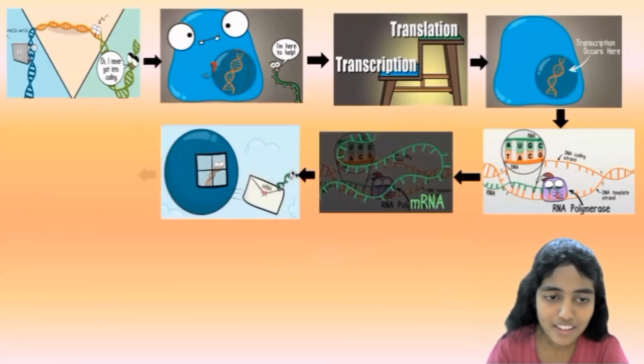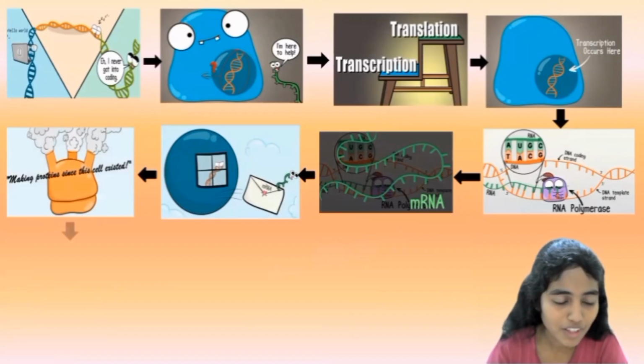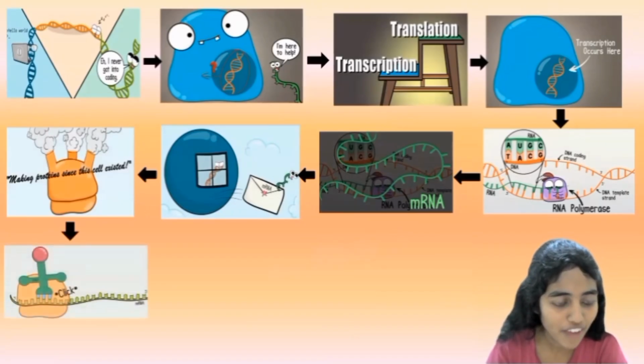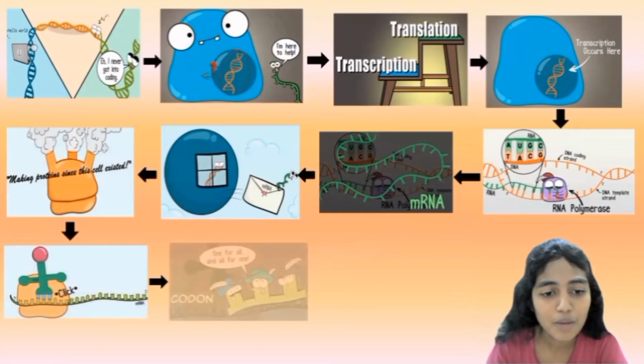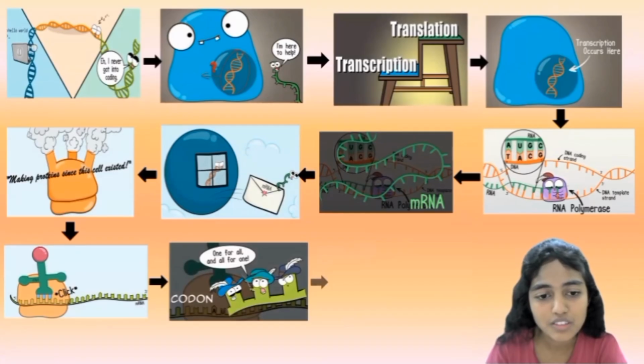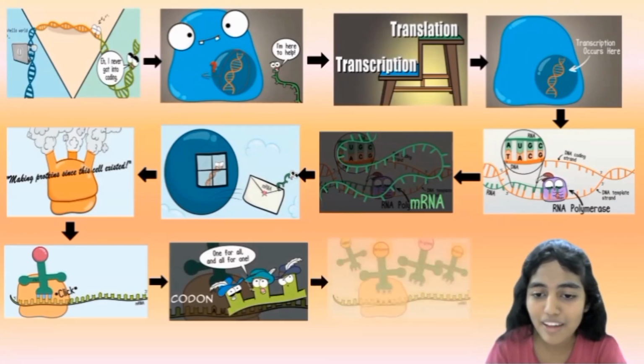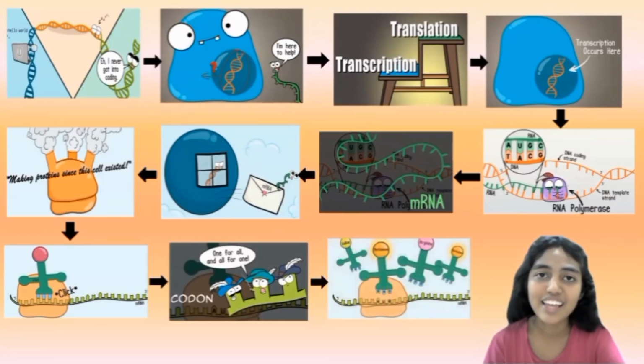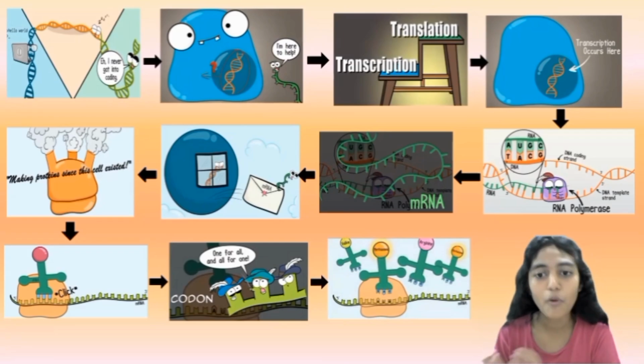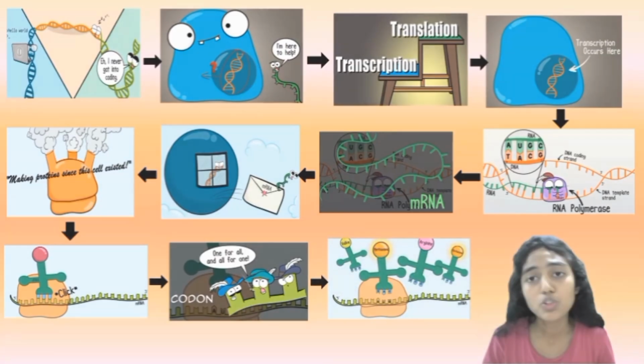Then the mRNA goes from the nucleus to the cytoplasm where the ribosomes are present, which are the protein factories. Then the tRNA comes up with the amino acids according to the anticodons, or the complementary codons present on the mRNA. And then the amino acids get attached to one another by the peptide bond, leading to the formation of proteins.